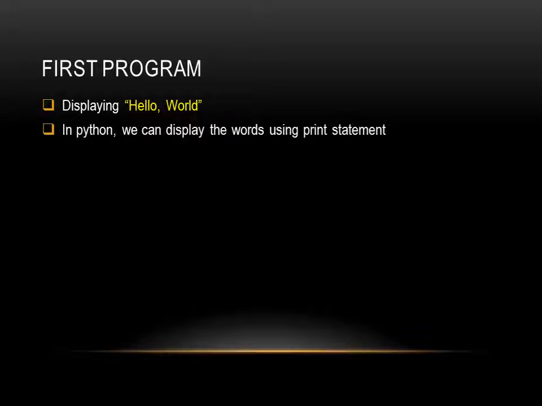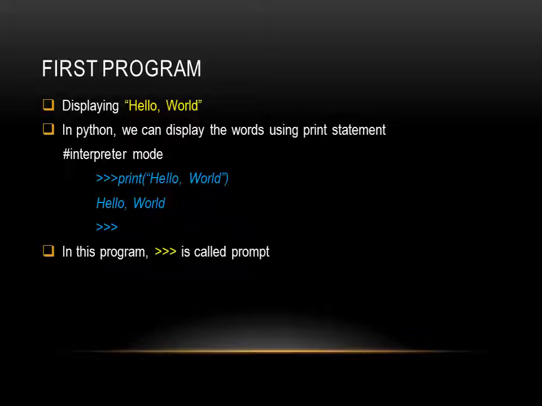Our first program, displaying Hello World. In Python, we can display words using the print statement. In interpreter mode, type print in parentheses and double quotes, Hello World. It will print Hello World in the next line, and it will show a symbol that is called the prompt. It tells the user that the interpreter is ready to code.